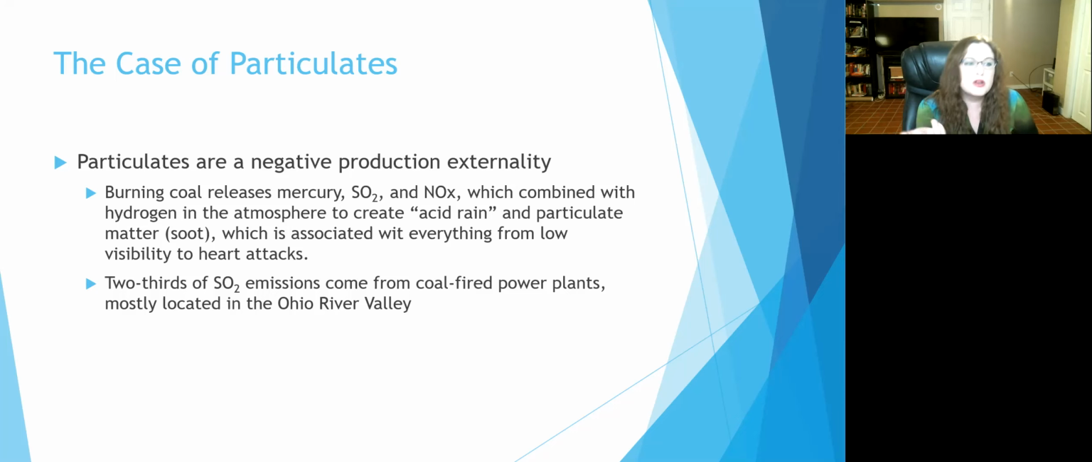These negative production externalities exist that take away from consumer and producer surplus because society would prefer that we burned less coal, right? Or we burn coal in a cleaner way because we actually have a lot of these externalities that are getting produced during this production process. Two-thirds of the sulfur oxide emissions actually come from the Ohio River Valley, from just coal-fired power plants there.